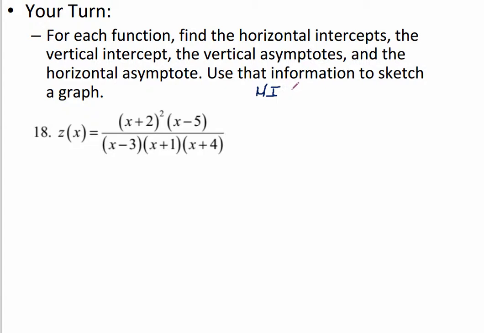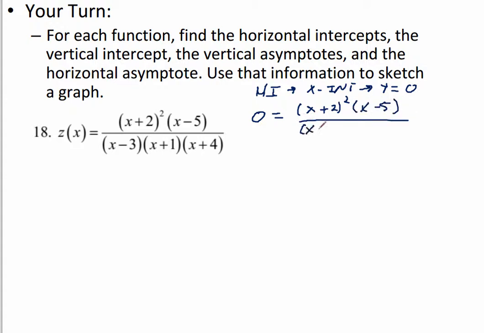So the horizontal intercept, that means that we're talking about the x-intercept. And if we're talking about the x-intercept, that must mean that y was equal to 0, which says that 0 is equal to (x plus 2) quantity squared times (x minus 5), all divided by (x minus 3) times (x plus 1) times (x plus 4), okay? But we know that the only way that this thing can be equal to 0 is if the numerator was equal to 0. So what we need to solve is (x plus 2) quantity squared times (x minus 5) equals 0. And we're lucky because it gave us this in factored form already, so that's a beautiful thing.